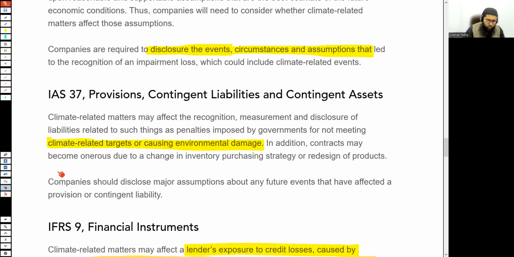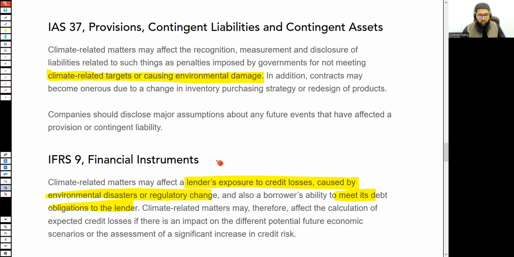At times, there could be new rules and regulations which could set out targets for organizations to meet with respect to the climate, with respect to the environmental costs. So as an organization, you have to see to what extent your environmental provisions, to what extent climatic targets not being met could lead to obligations and liabilities. So you have to recognize the provisions for them also.